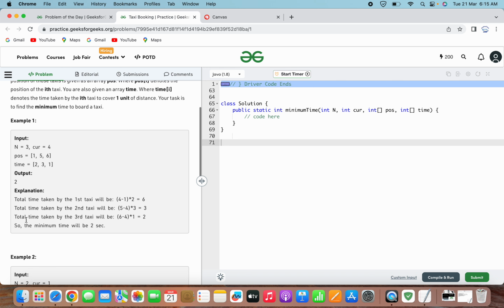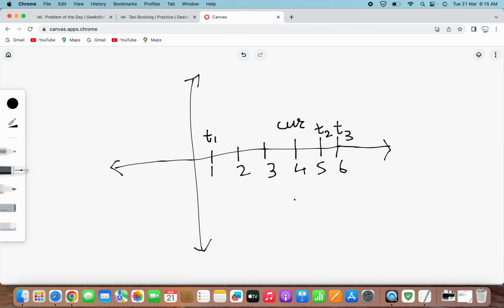So the total time taken by the third taxi will be from their position that was 6 to reach 4, into 1, because for covering 1 unit of distance it takes only 1 unit of time. So that's why we have got 2 here. So the minimum time taken will be 2. So let's understand it with this one.